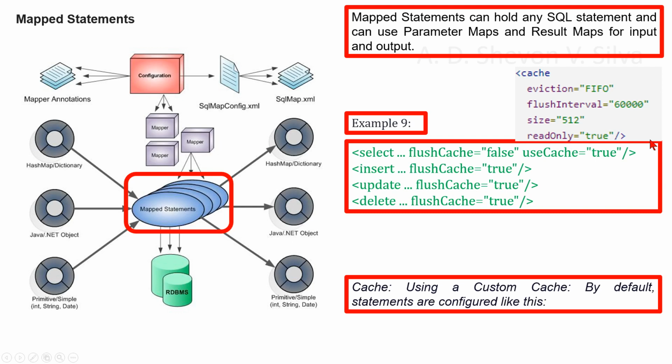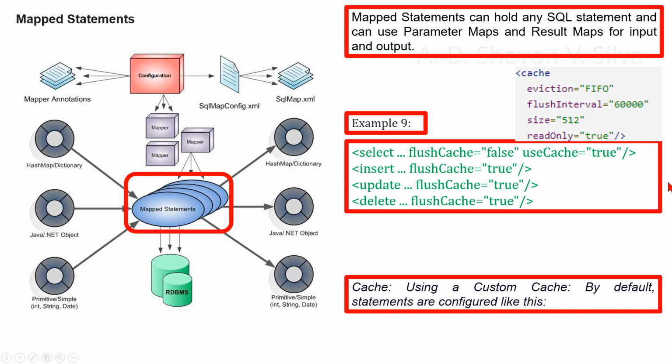To enable global level caching, you simply need to add one line to your SQL mapping file. So here that line is the cache element: open angle bracket cache, then slash and then close angle bracket. Basically that is the effect of one simple statement. It works as follows: all results from select statements in the mapped statement file will be cached. All insert, update and delete statements in the mapped statement file will flush the cache. The cache will use a least recently used, LRU, algorithm for eviction.